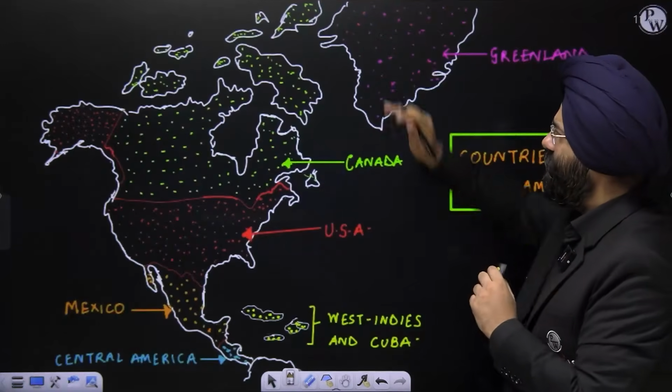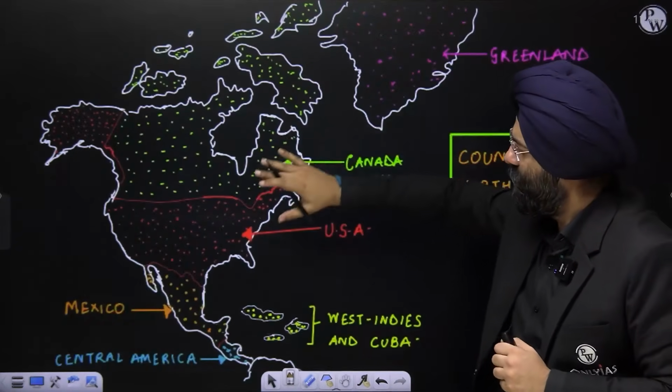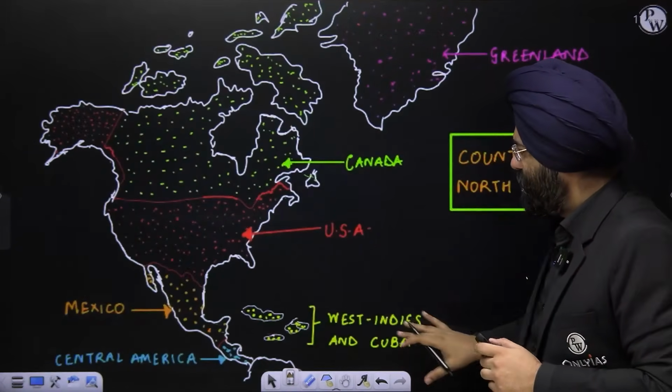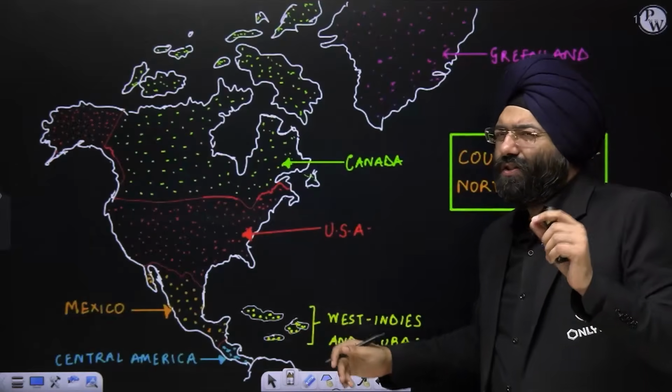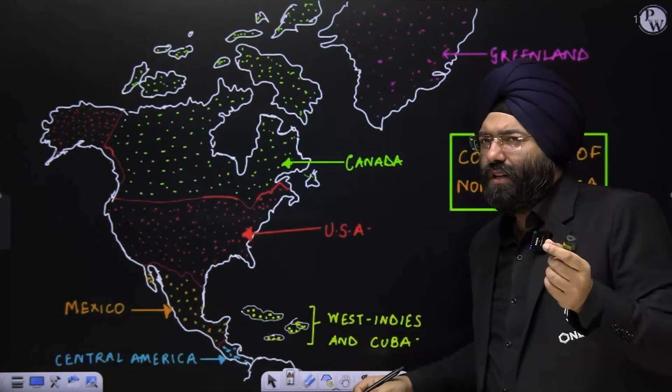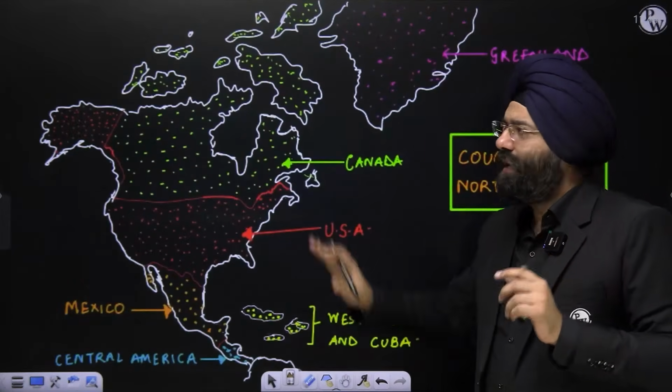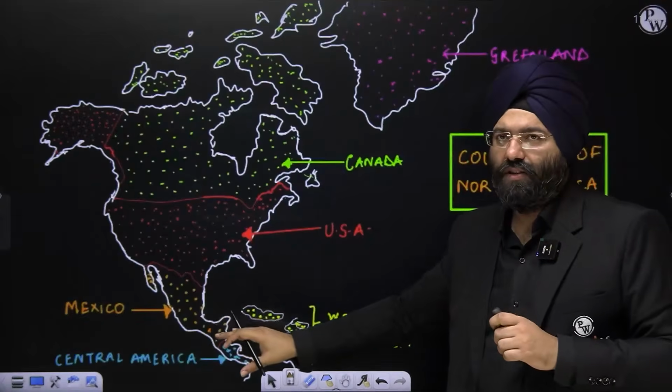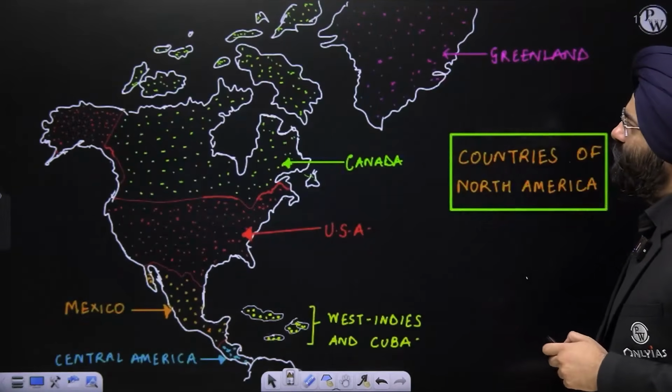Having done this, we can see the Greenland part, Canada, United States, Mexico, West Indies and Cuba, and the Central American countries. It is not just one country, a lot of countries are there, but I've just marked Central America to show that, yes, this is a separate part as a whole. Now, let's move ahead.